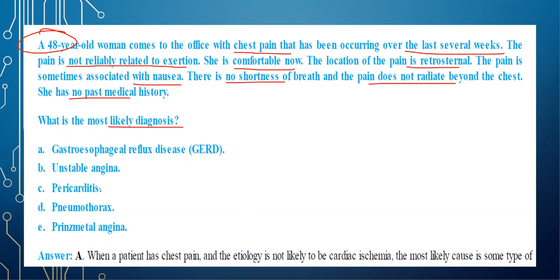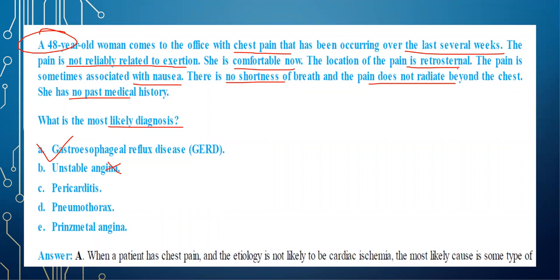Gastroesophageal reflux, unstable angina, pericarditis, pneumothorax, Prinzmetal angina. So basically, you can easily understand that this is gastroesophageal reflux. Why? First of all, the chest pain is not related to exertion. So you can easily rule out unstable angina.